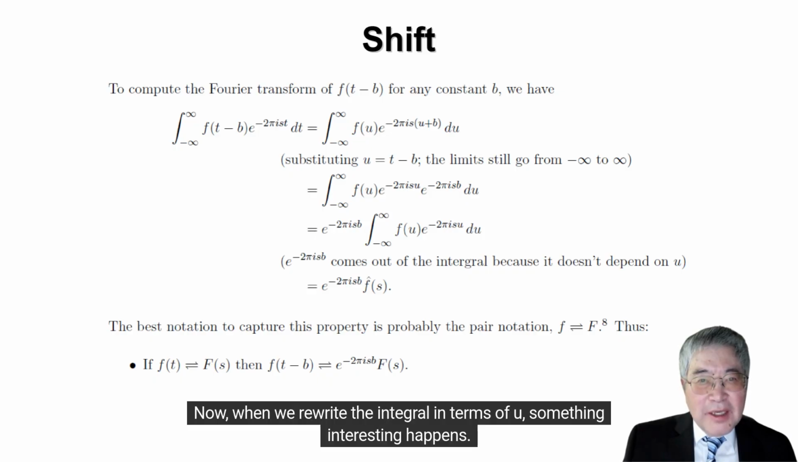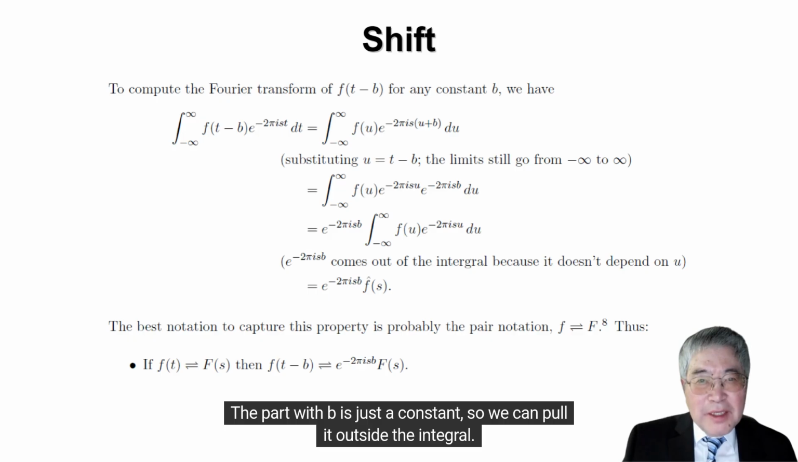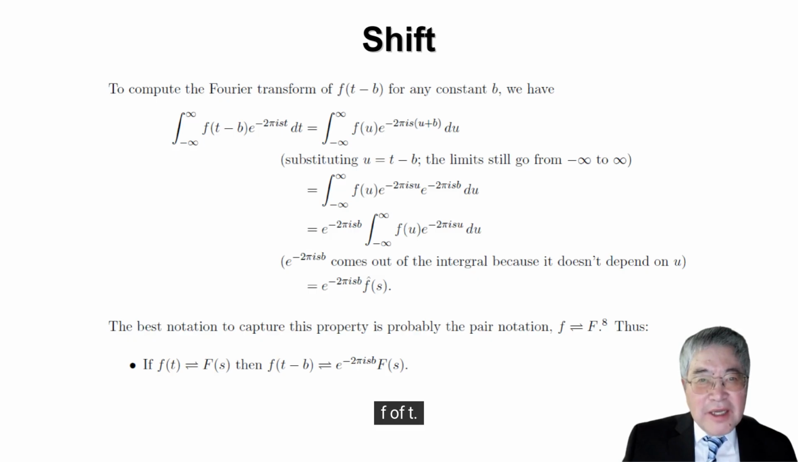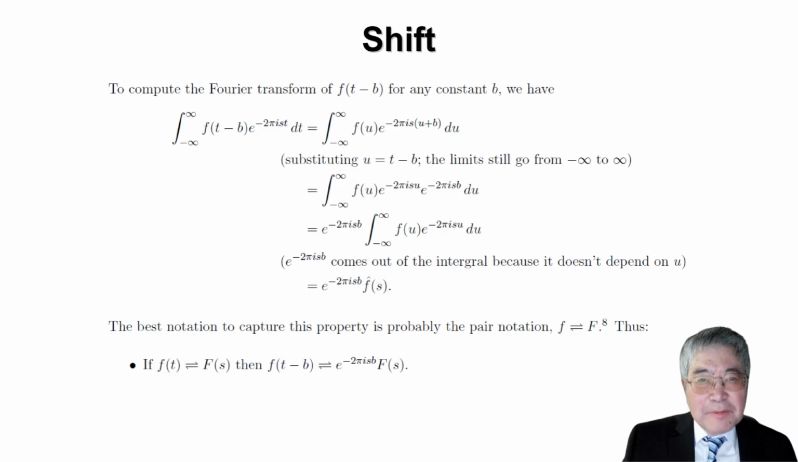Now, when we rewrite the integral in terms of u, something interesting happens. The exponential term splits into two parts. One part depends on u, and the other depends on b. The part with b is just a constant, so we can pull it outside the integral. What remains inside is the same integral we started with, the Fourier transform of the original function f of t. So in the end, we have the original spectrum multiplied by this exponential phase term.